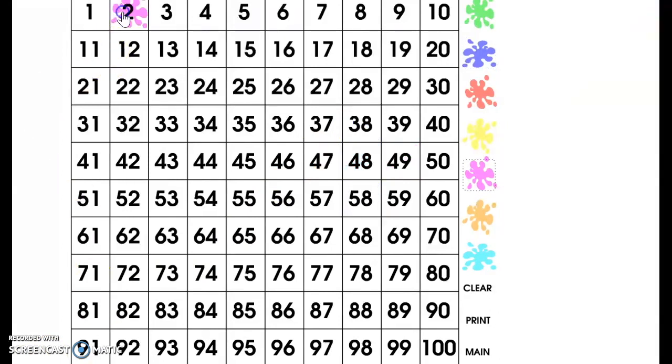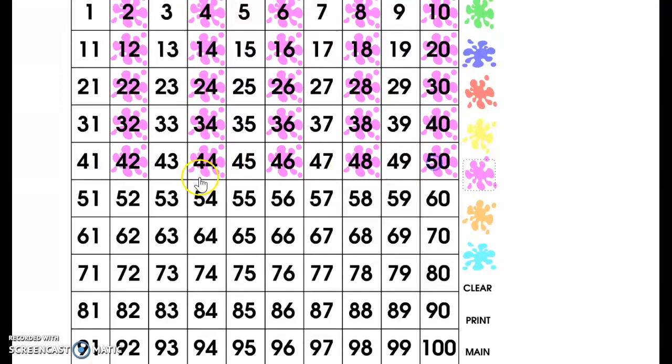Count by 2s. 2, 4, 6, 8, 10, 12, 14, 16, 18, 20, etc. And students will begin to see that when they're counting, it creates a nice pattern in our hundreds chart, which you can extend to 150 as well.